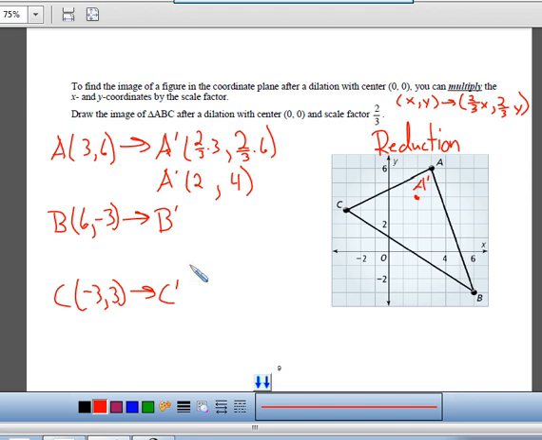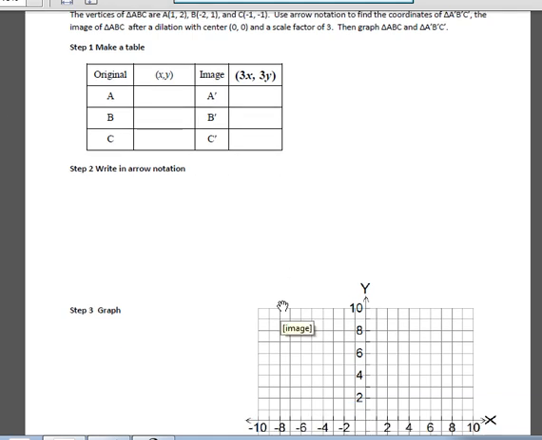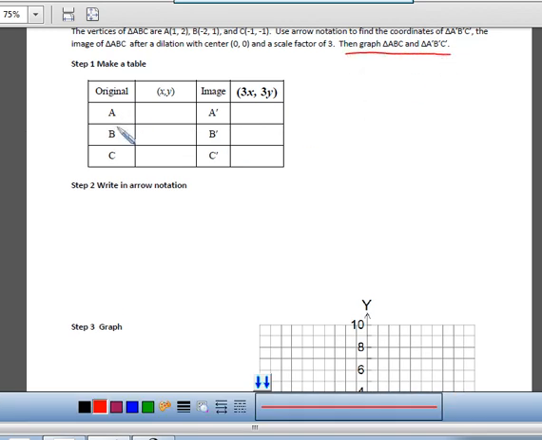Let's take a quick look over onto page 10. So your job is to finish the one we just started. Okay, on page 10, the vertices of triangle ABC are A is at 1, 2, B, negative 2, 1, C, negative 1, negative 1. Use arrow notation to find the coordinates of triangle A prime, B prime, C prime, the image of triangle ABC, after a dilation with center 0, 0, and a scale factor of 3. Then graph triangle ABC and triangle A prime, B prime, C prime. You are definitely going to do this last step all by yourself, because that's not that hard.